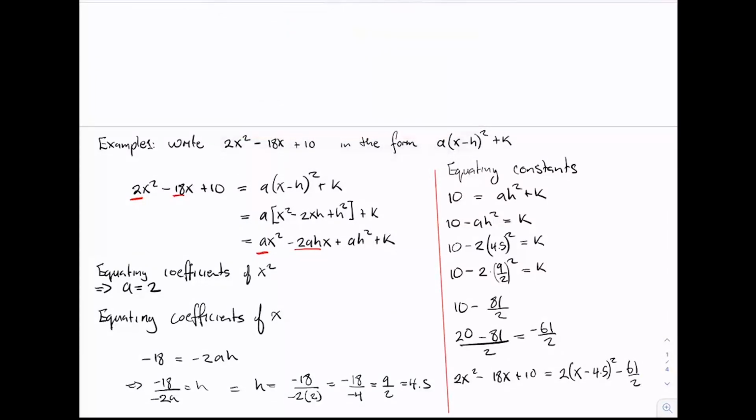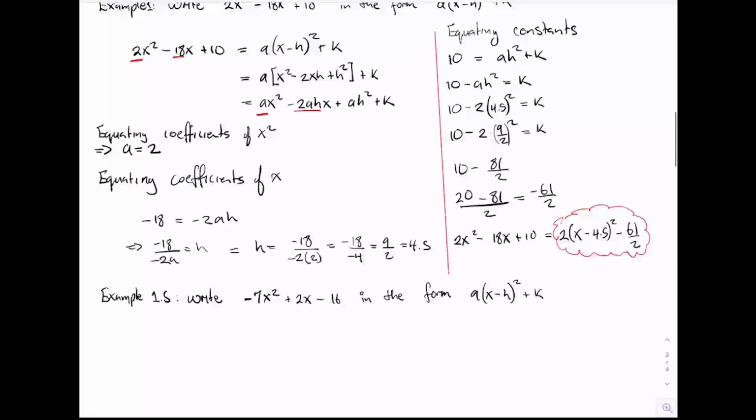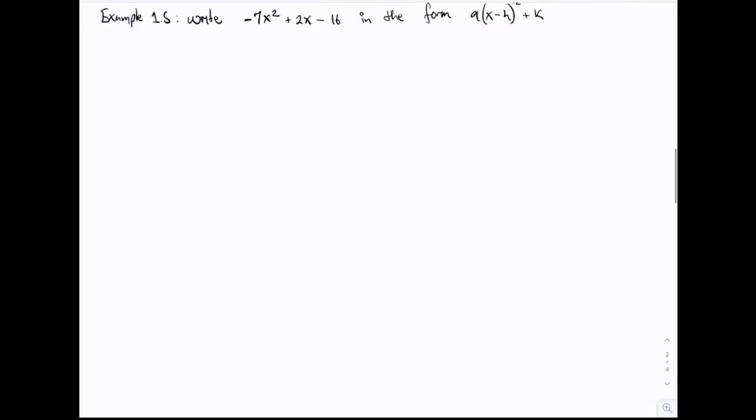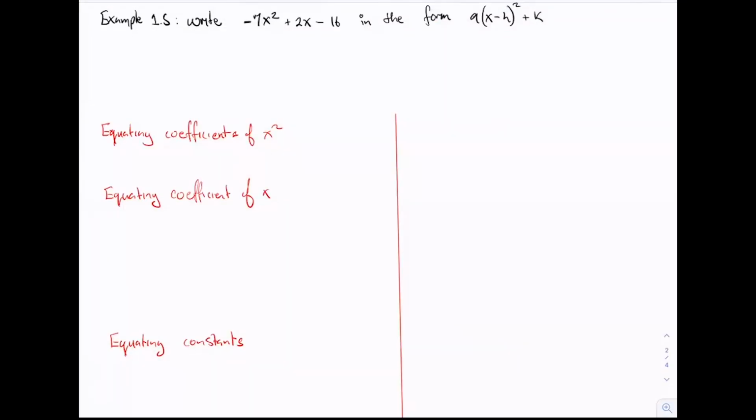So it's important to recognize that here, after finding the value for h and k, we can immediately write down our completed square form. Let's look at another example. So here I have example 1.5 for us. This one is also a bit crazy. Let's jump right in. It is asking us to write minus 7x squared plus 2x minus 16 in the form a times x minus h all squared plus k. And this is the completed square form.